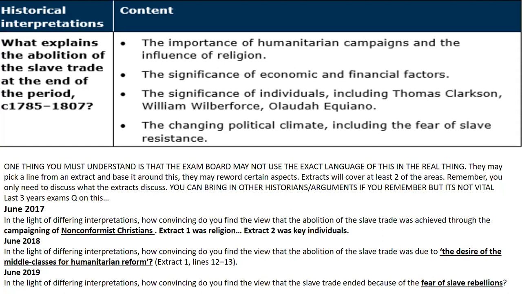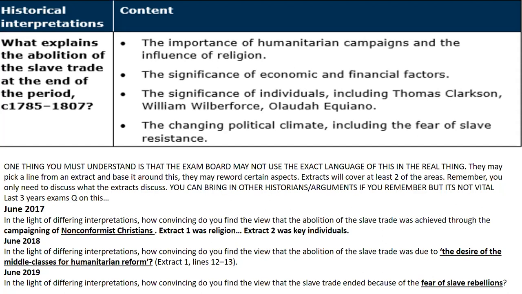Because they used that phrase, non-conformist Christians, it threw a lot of people, this question did. So you need to make sure that if you see non-conformist Christians, then you base it around the concept of humanitarian campaigns and the influence of religion. In June 2017, there were 2 extracts. One of them was about humanitarianism and religion, and the other one was about key individuals. As this course goes on, you will realise how humanitarian campaigns and religion link to key individuals, because we talk about Thomas Clarkson and William Wilberforce as humanitarian reformers as well.